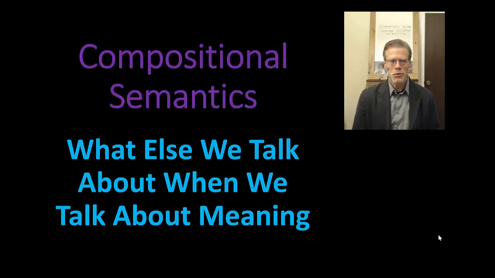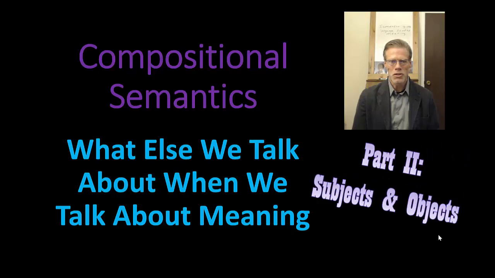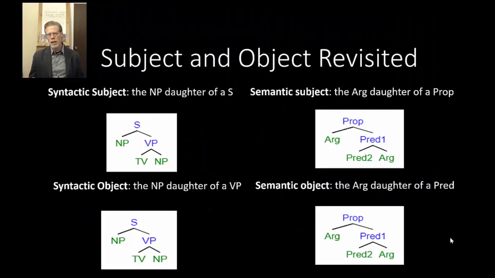Compositional semantics. What else we talk about when we talk about meaning. Part 2. Subjects and objects. When we talk about syntax, we went over what a subject and an object is. So a syntactic subject is the NP daughter of a sentence. It's this thing here.